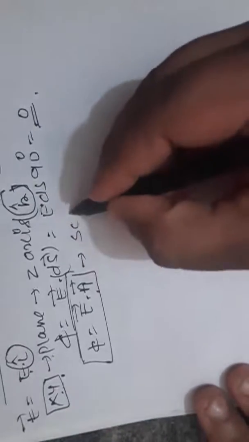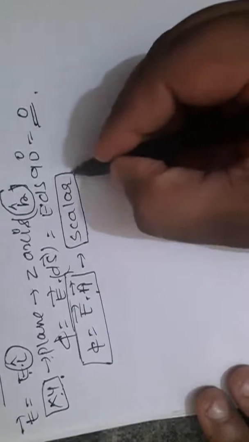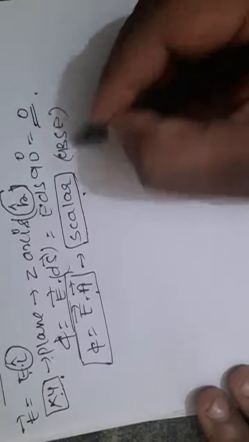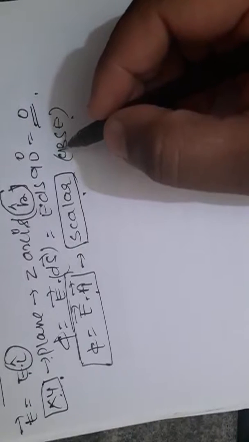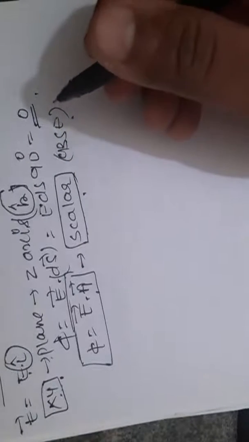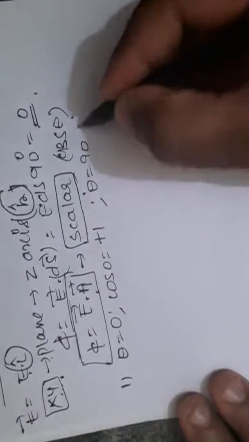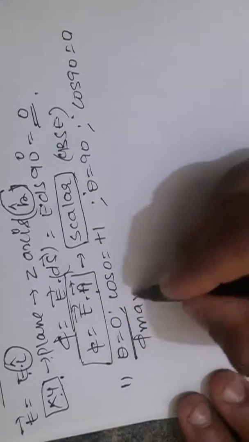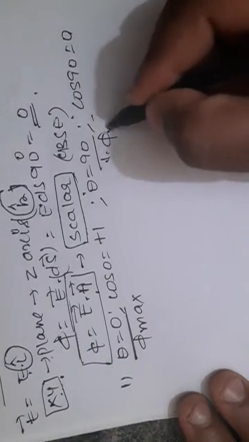Whenever you have a dot product, the quantity is a scalar. This is a CBSE question: is electric flux scalar or vector? Write its unit also. Now there are cases. The first case is if theta is 0, then cos 0 is equal to 1, and this is the case when flux is maximum. If theta is 90, then cos 90 is equal to 0, and this is the case when flux is minimum.